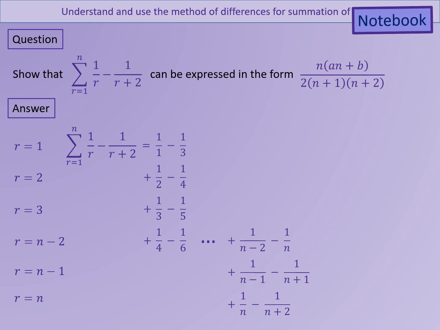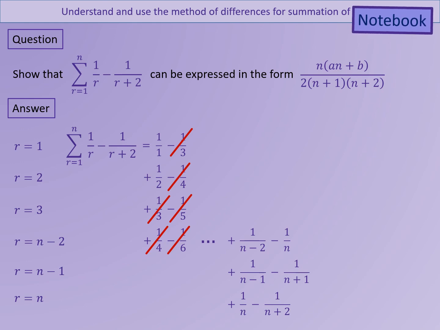Right, let's have a look and see what cancels then. Because the difference between the functions was 2 this time, we had f of r take away f of r plus 2. We're going to need to skip an extra line before we can see the cancelling taking place. But we can see we've got minus a third on the top line and plus a third on the third line down. We've then got minus a quarter on the second line and plus a quarter on the fourth line. We can see that the minus a fifth would cancel with an unseen fifth further down, and we can also see that the minus a sixth would do the same.